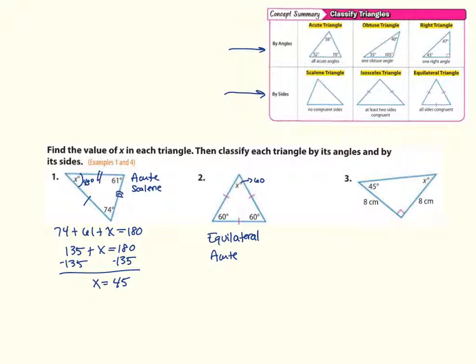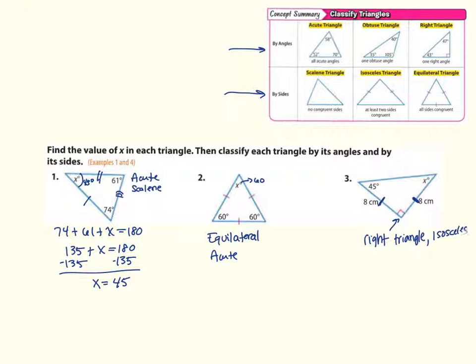Number 3, so because of this obvious right angle right there, our name of our triangle is going to be a right triangle. Okay, but our other name, we actually have to figure that out. Well, first off, we see that two sides are congruent. So looking up at our chart, the one that has two sides congruent is called isosceles.